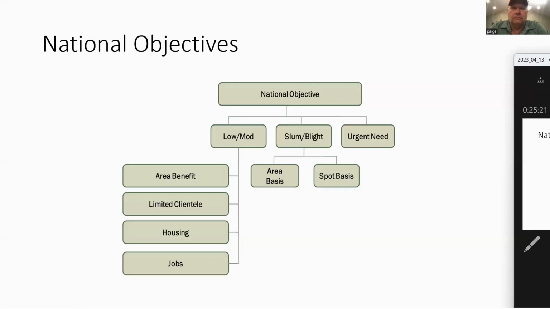For example, the whole city of Bucyrus is LMI, short for low to moderate income. So any project you do in the city of Bucyrus, you're hitting low to moderate income. And then the city of Galion, same way, et cetera.